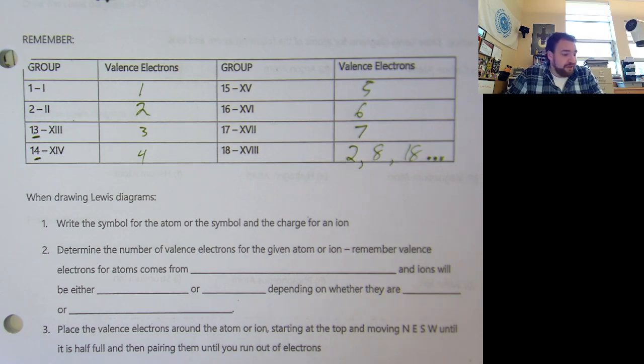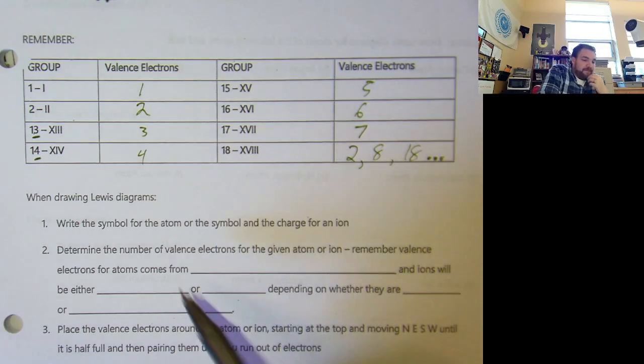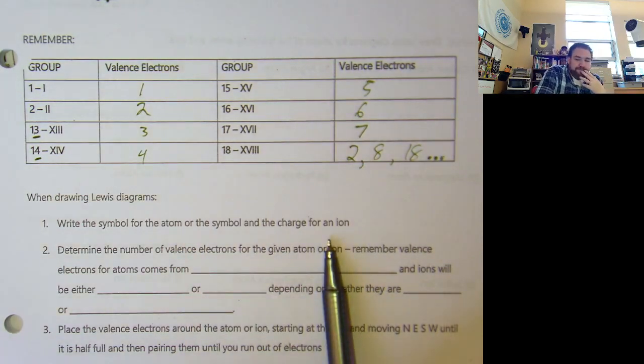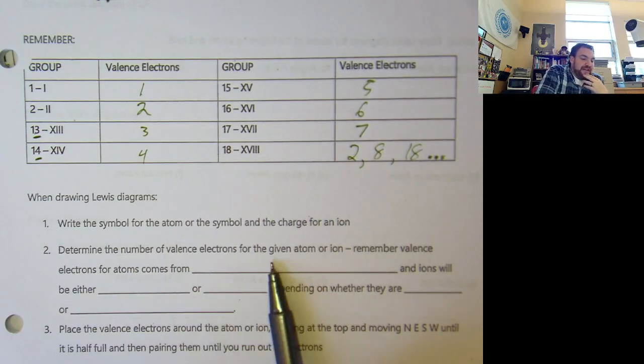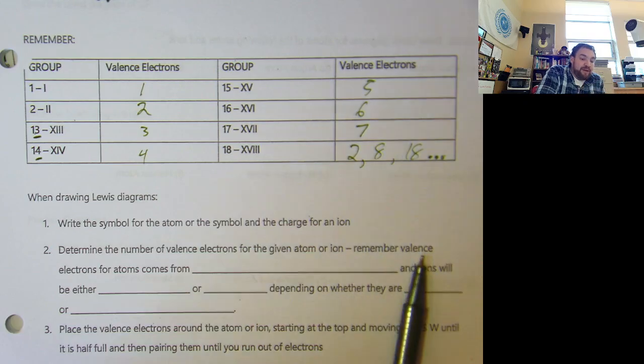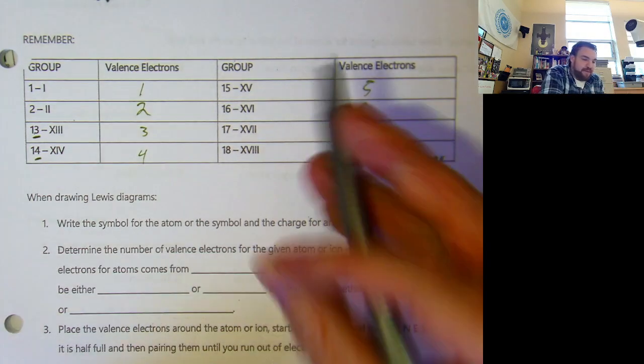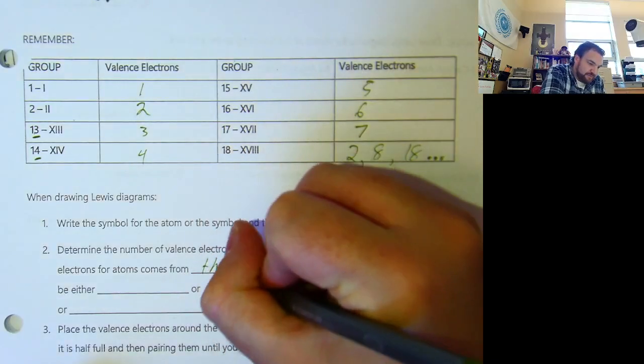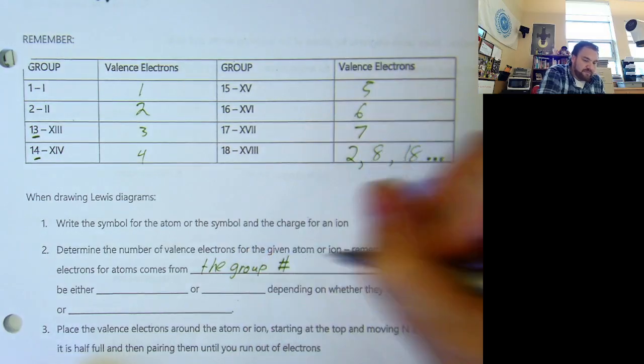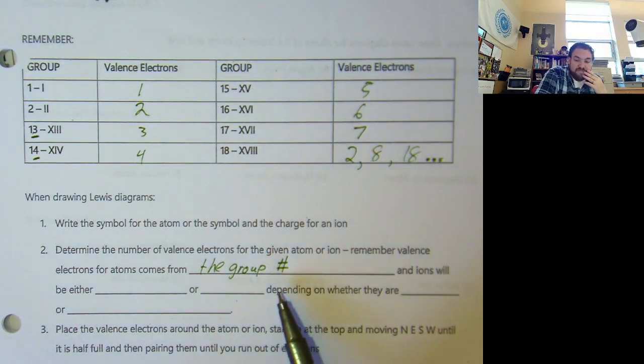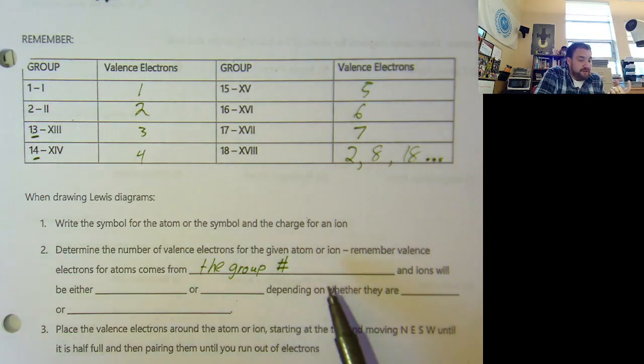So the rules here are really quite straightforward. We want to write the symbol for the atom, or the symbol and the charge for the ion. We want to determine the number of valence electrons for the given atom or ion, remembering that the valence electrons for the atoms comes from the group number. Ions are interesting because you start with the group number of electrons, and then if the ions are positive, what will the ion have done to the electrons?